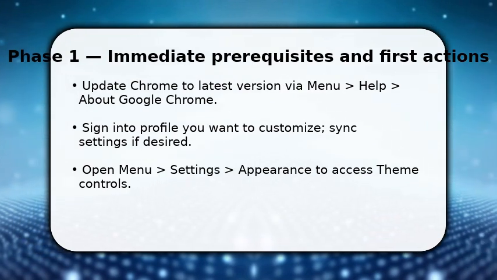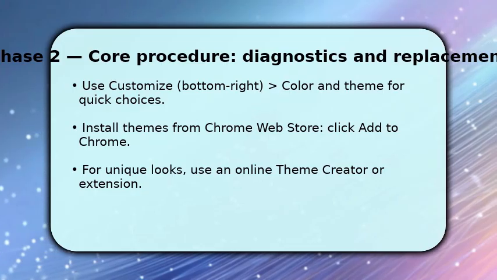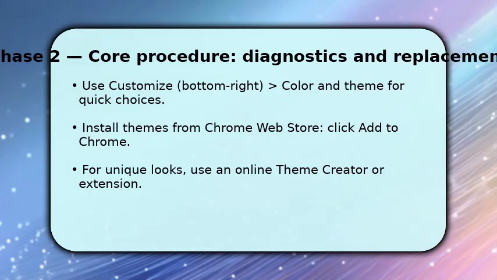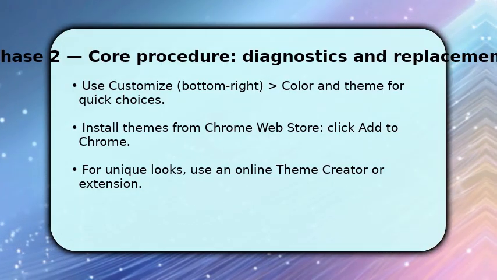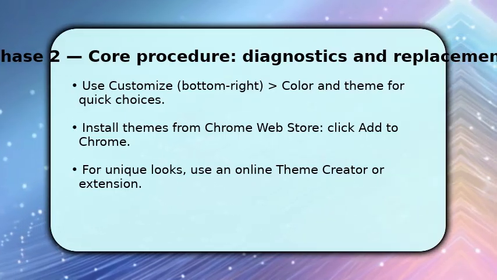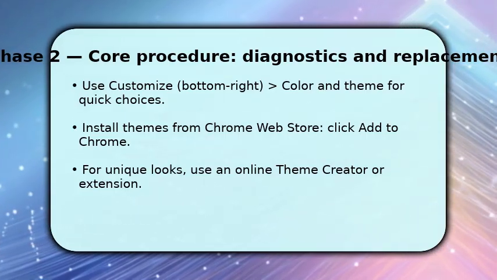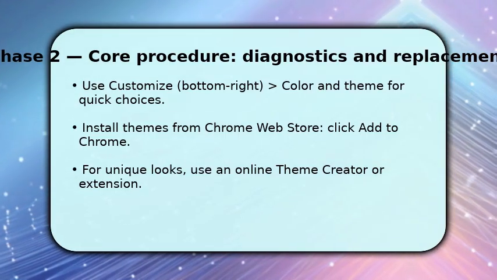If you want a fast change, click Customize on New tab, then Color and Theme and choose a palette. Apply immediately. For broader options, open the Chrome Web Store, search Themes, and hit Add to Chrome. Themes apply instantly and can include frame color and tab accents.